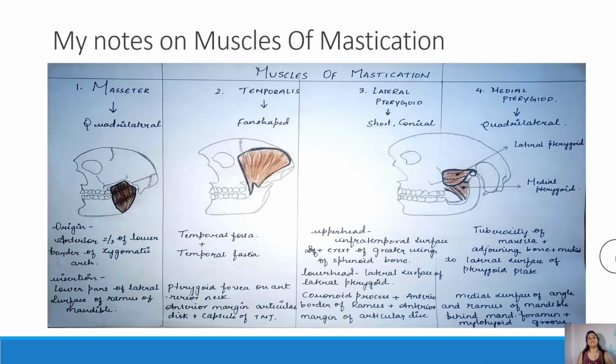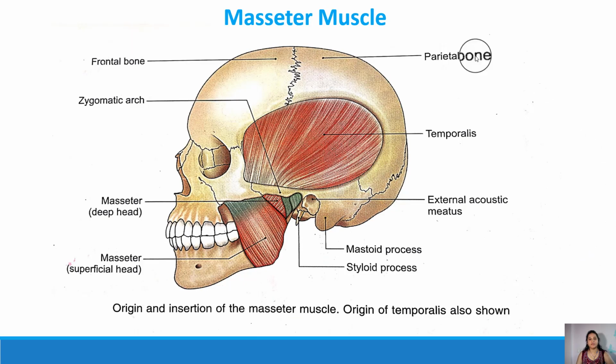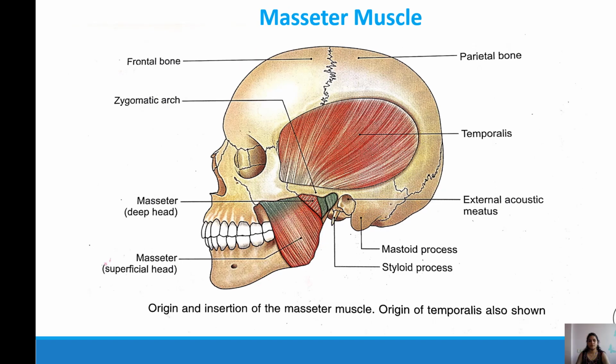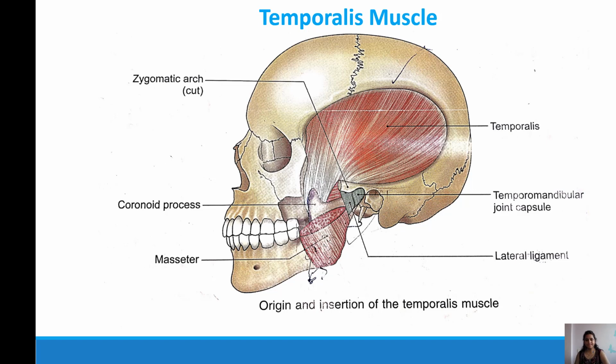So this is my notes, friends. Going deep with the masseter muscle. Friends, the masseter muscle is quadrilateral in shape, which has a superficial head and a deep head, originating from the anterior 2/3 of the zygomatic arch, stressing it again, zygomatic arch, and inserting into the lateral aspect of the ramus of mandible.